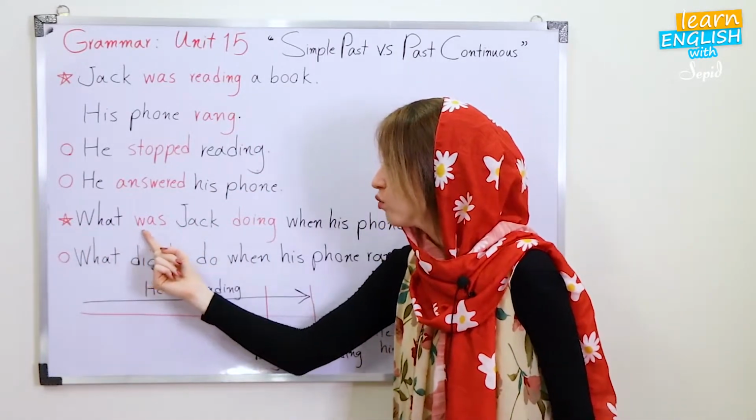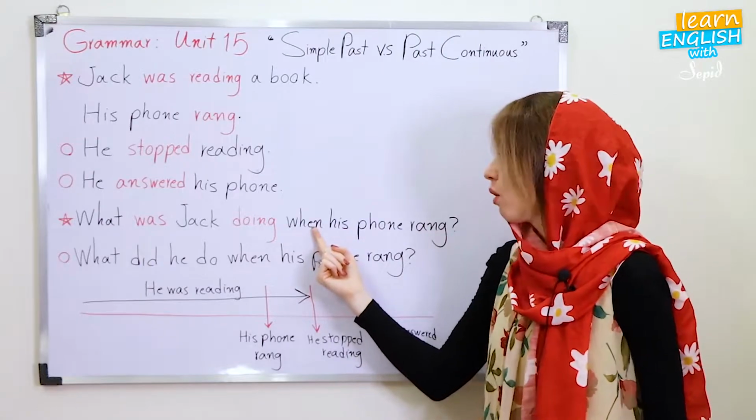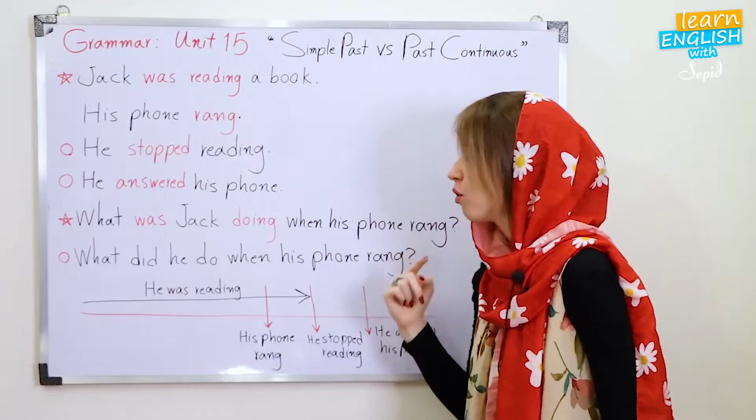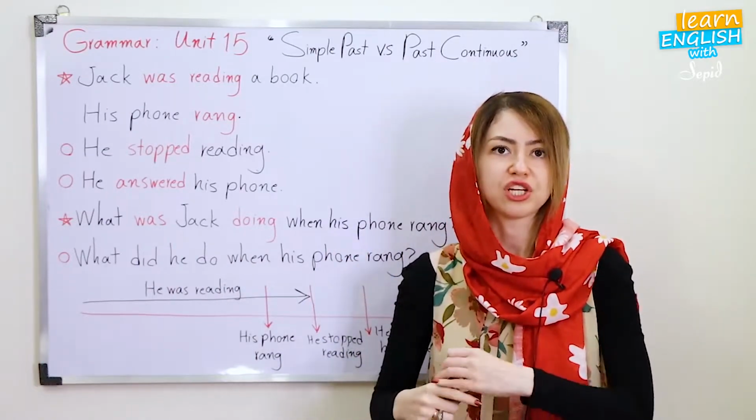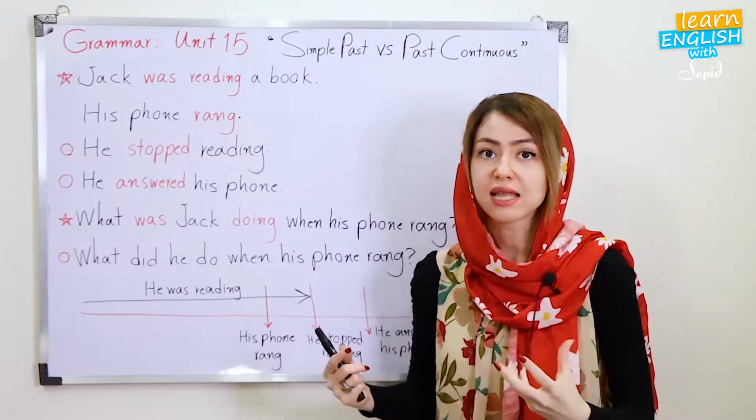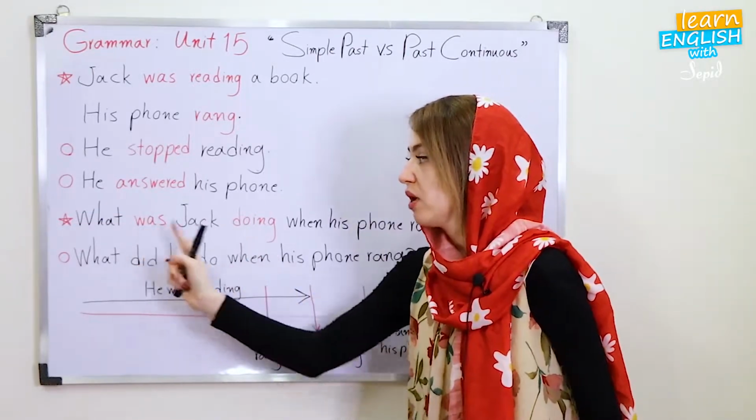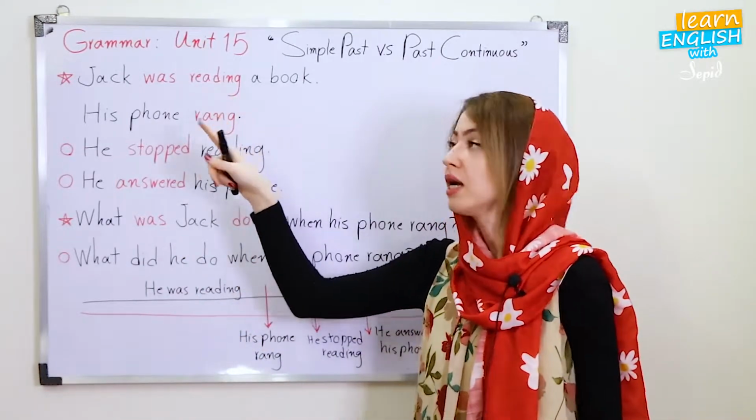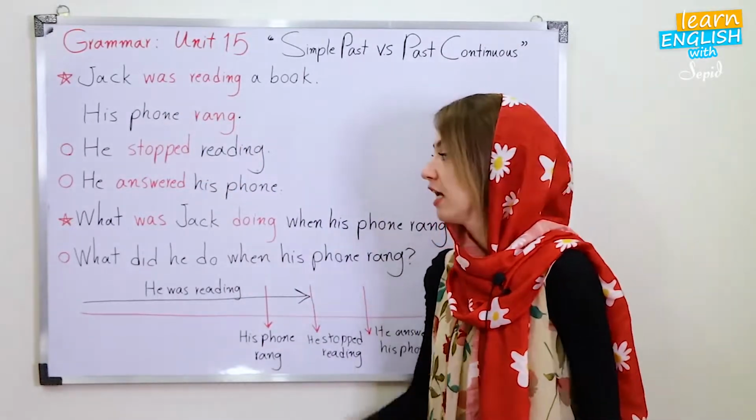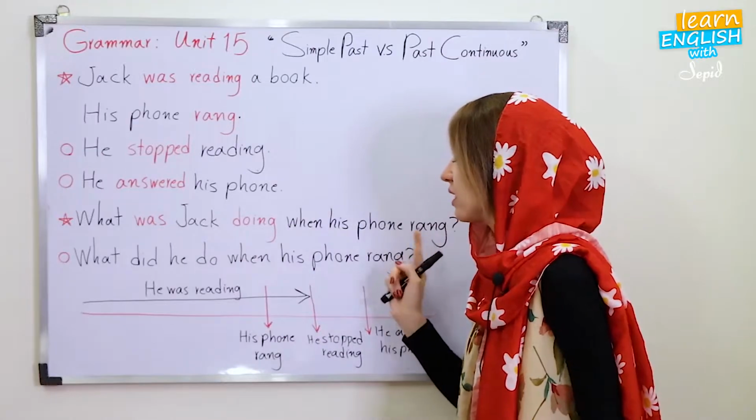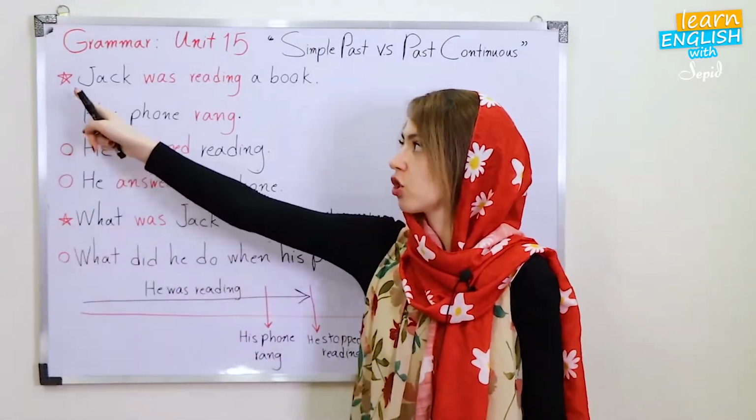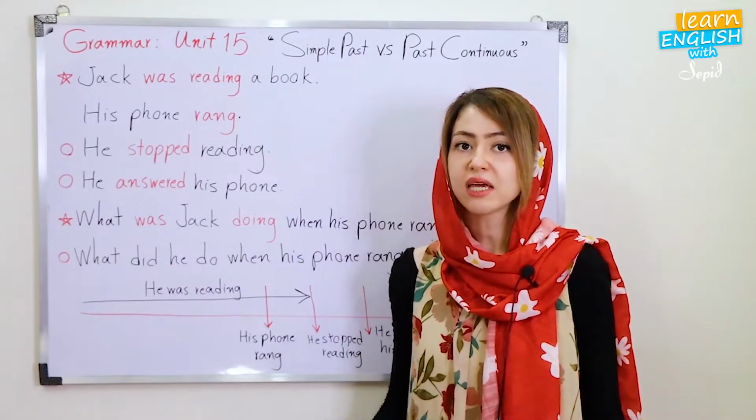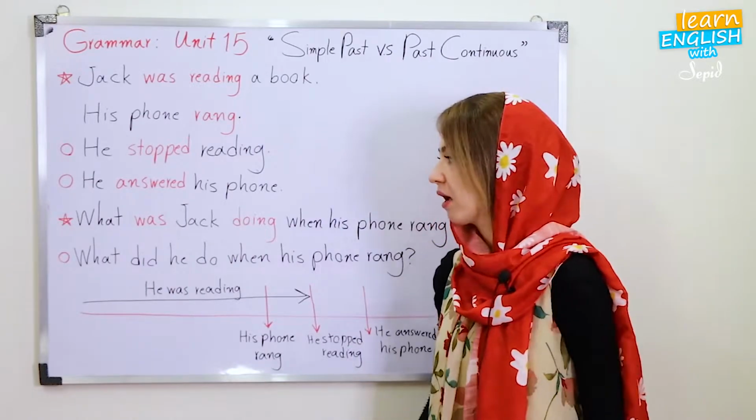Here it says, what was Jack doing when his phone rang? What is the matter of the question here? The matter of the question here is the continuous tense, the one I told you about in the first part of the chain. Let's see. What was Jack doing when his phone rang? The answer is, take a look at the star here. Jack was reading a book when his phone rang.